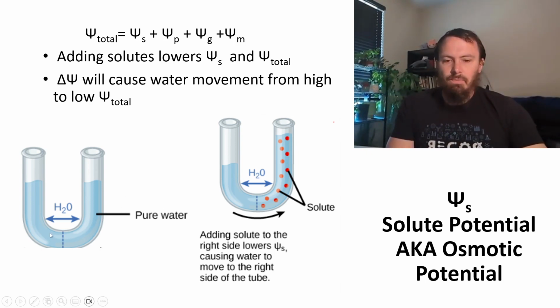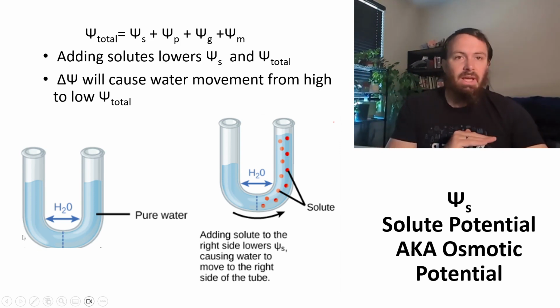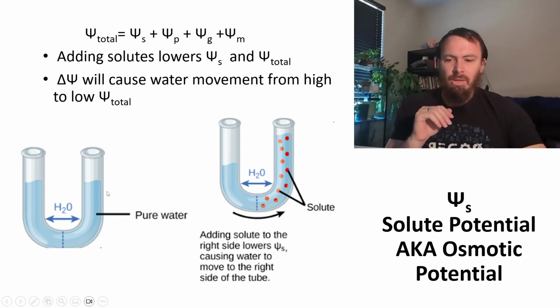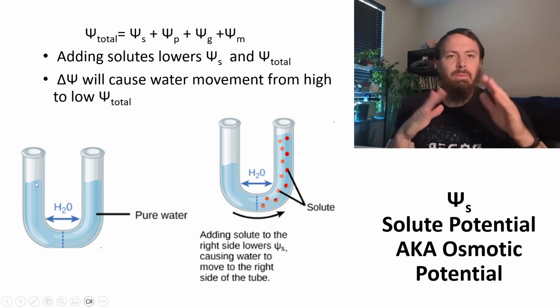Here's pure water. Here's a permeable membrane where solutes cannot move, but water can. So it's semi-permeable. Water can move, but solutes cannot. You have this U-shaped tube. If you were to put pure water in there, the water would be level. It would immediately level out.